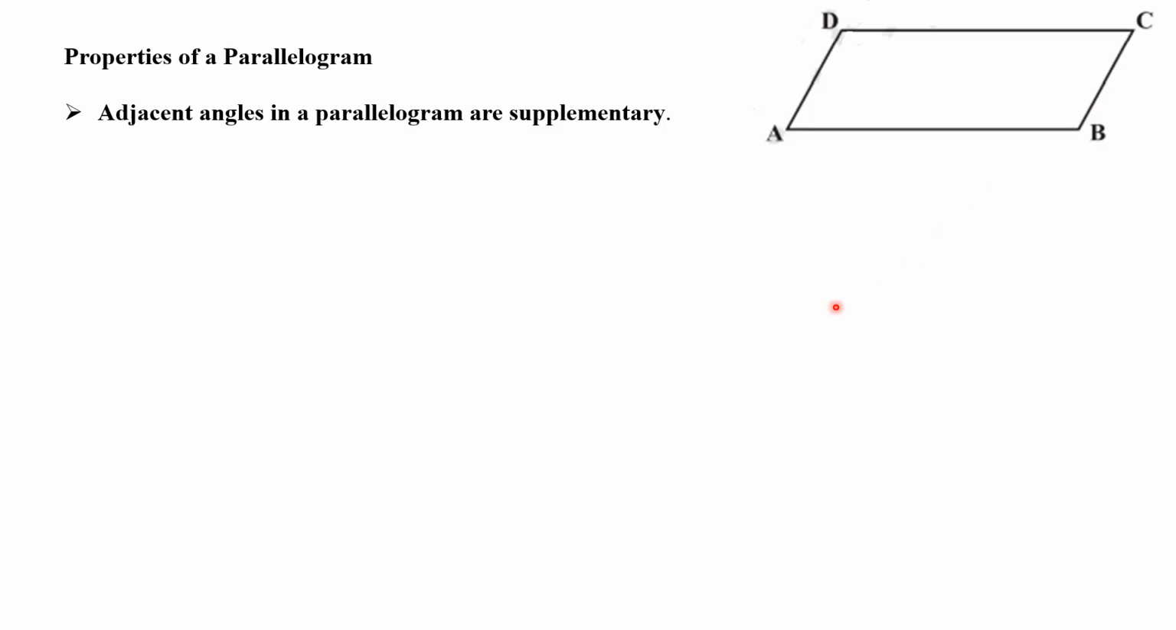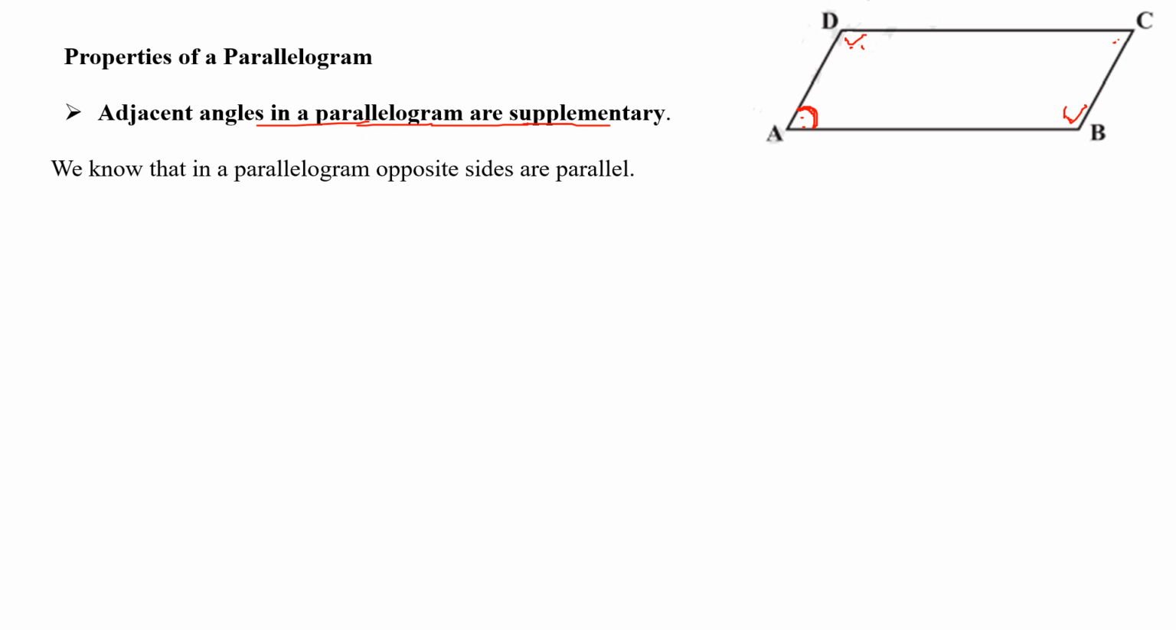Now the last property of a parallelogram is that the adjacent angles in a parallelogram are supplementary. Now what is the meaning of adjacent angle? The angle which is next to it. So if I take angle A, my adjacent angle can be angle B, it can be angle D. So this property tells that the adjacent angles are supplementary, meaning angle A plus angle B is 180 degrees and angle A plus angle D is also 180 degrees. Similarly, angle B plus angle C will be 180 degrees, angle C plus angle D is also 180 degrees.